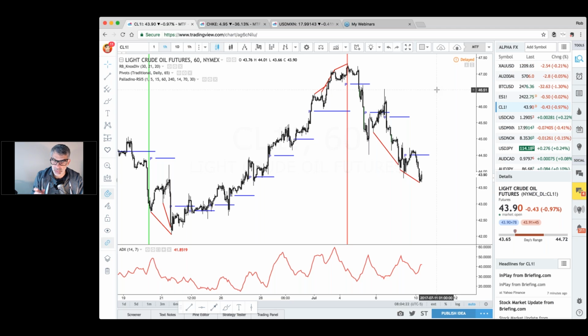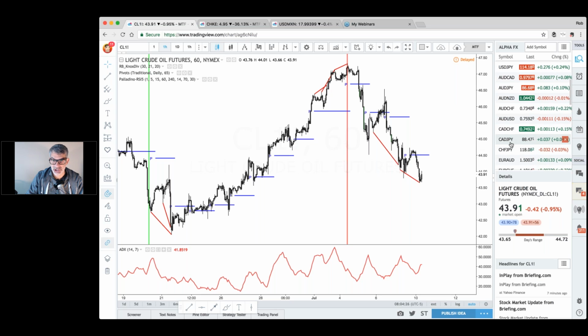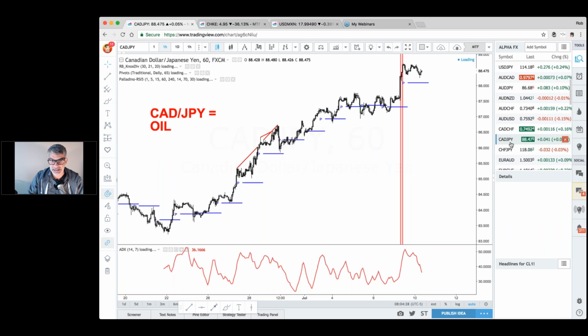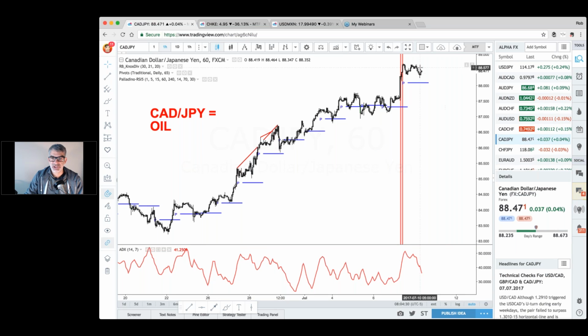And what I think is going to happen here, and what I favor in this situation, is a drop in the Canadian dollar, Japanese yen, because it's at a lofty price right now. And at this lofty price, what you're going to find is that it's going to reverse a bit.